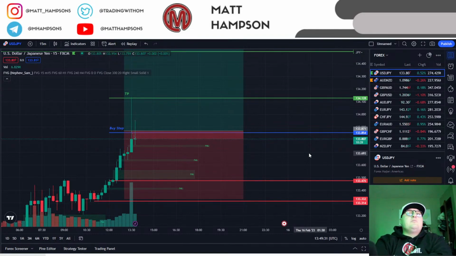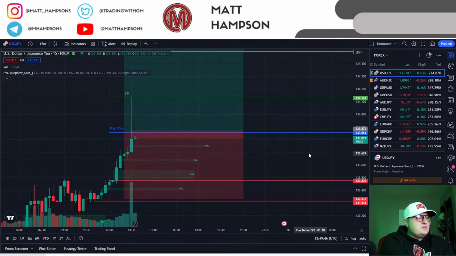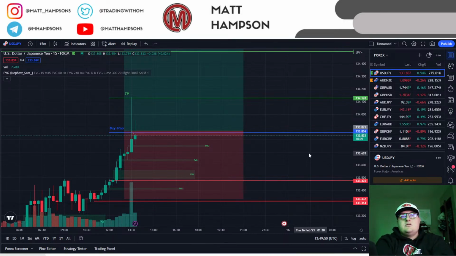Getting a little bit of pullback here on the 15-minute. Still respecting FVG line. Yep, respected it the whole way. This is where you get all your volatility right here.